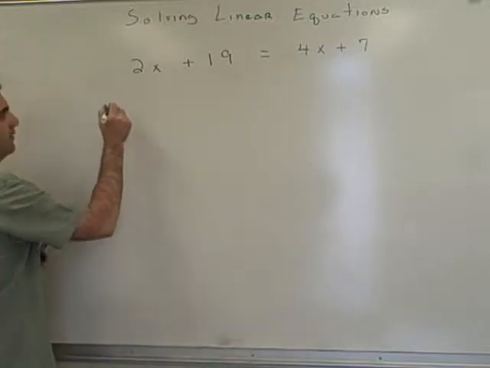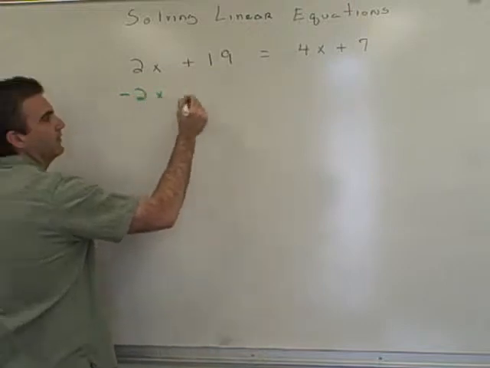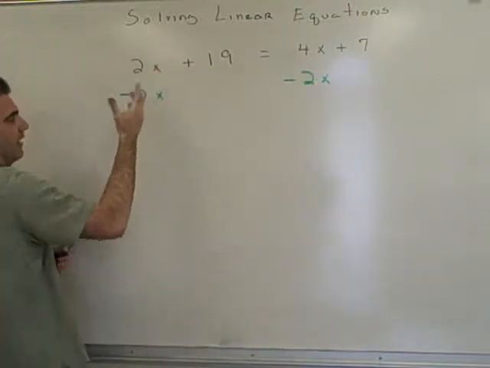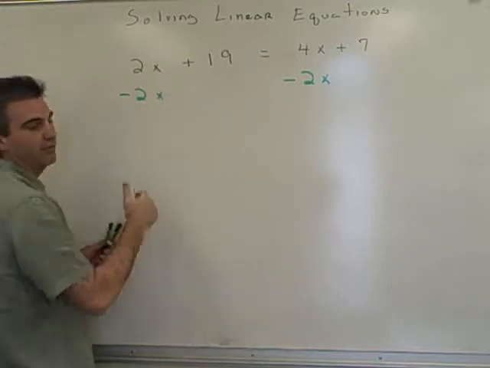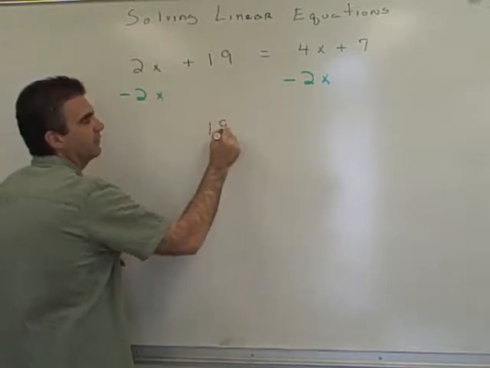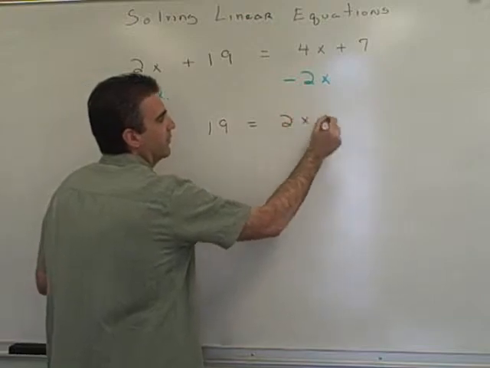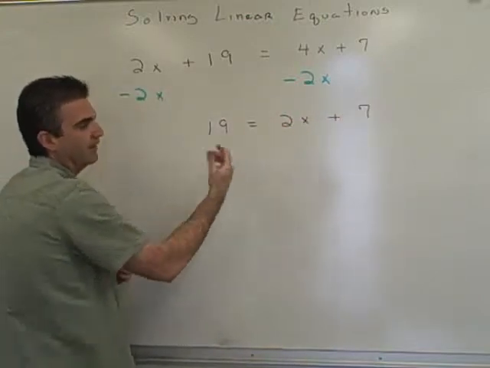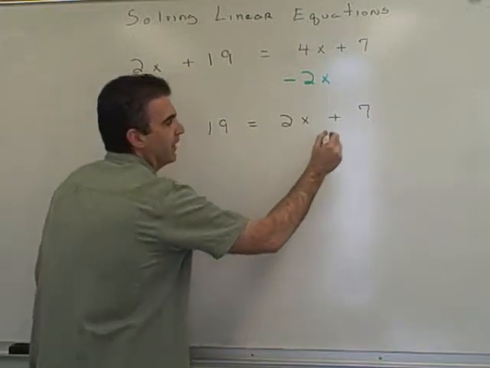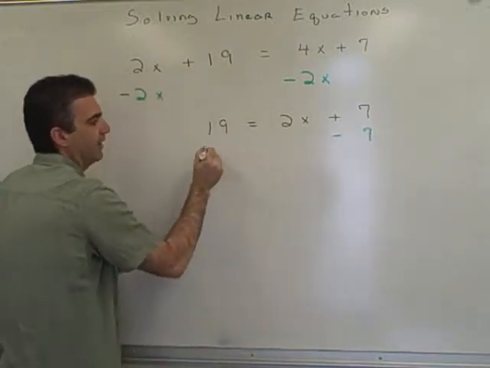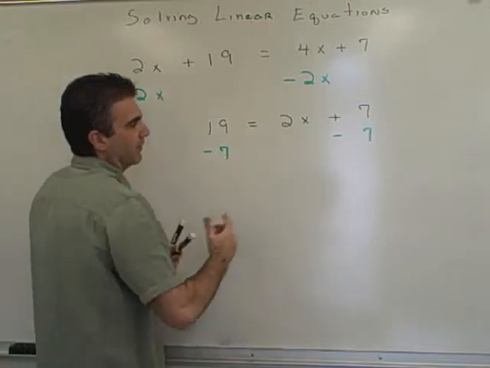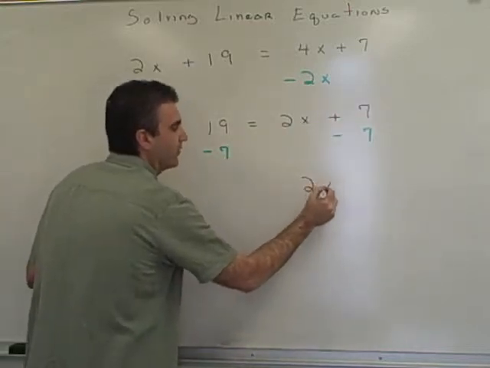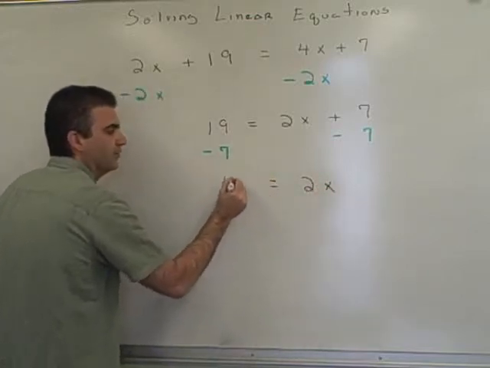So in this case, we'll subtract the 2x from each side to try to isolate the x on one side. This gets rid of the x's here for us. So we're left with 19 is equal to 2x plus 7. Now we have the x on one side. We want to get the numbers to the other side. So we'll take 7 away from each side. Okay, the 7's are gone, the 2x is isolated, and we're left with 2x is equal to 12.